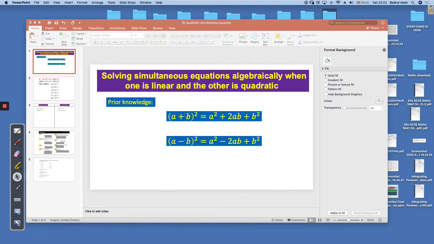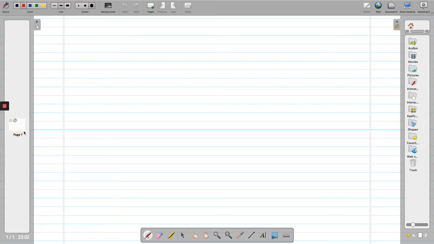First of all, you need to know these two things: a plus b whole squared equals a squared plus 2ab plus b squared, and a minus b whole squared equals a squared minus 2ab plus b squared. How do we get this? Okay, so let me show you in my open board.